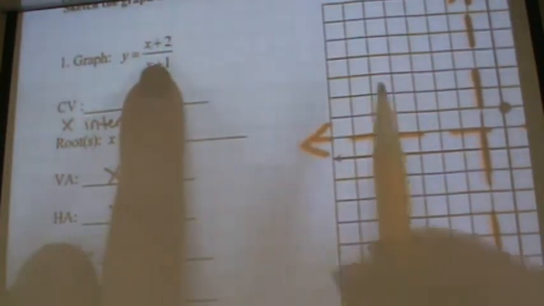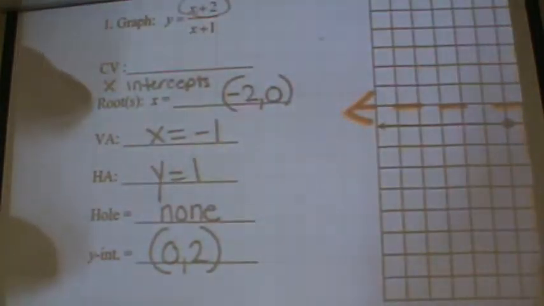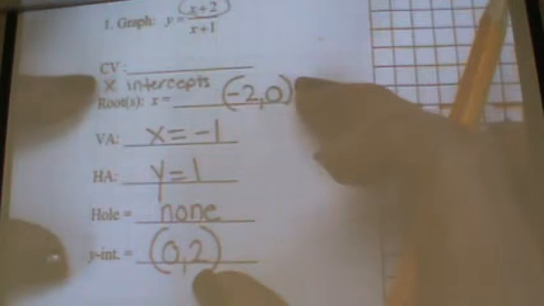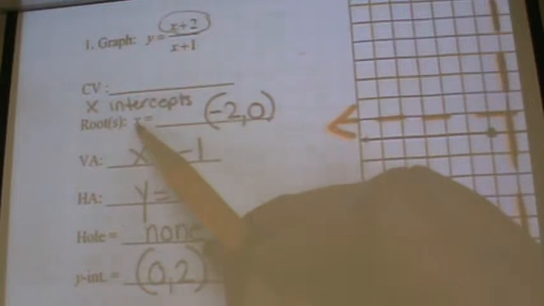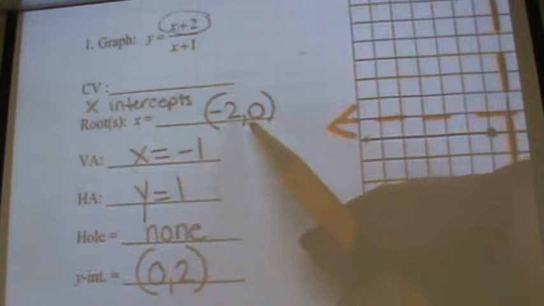Now your roots. Another name for roots is your x-intercepts. What you do is look at your numerator and you set this equal to 0. So it's going to hit the x-axis at -2, 0. So your roots and your y-intercept are where you hit the x and the y-axis. To find the root, you set the numerator equal to 0, and that's where it hits the x-axis at -2, 0.